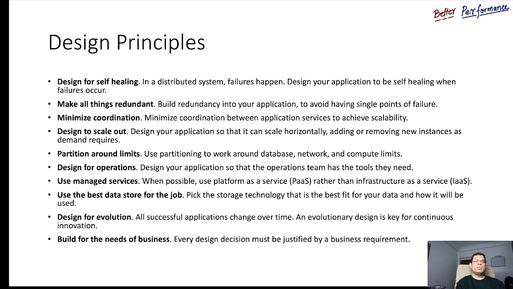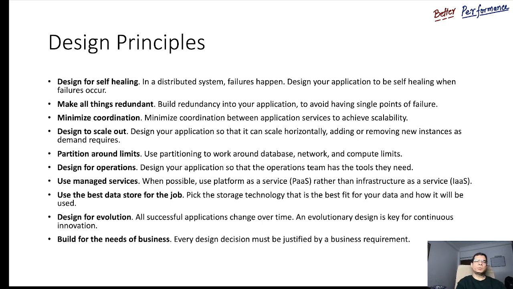It should minimize the coordination between different applications for scalability. It should be a scale-out design, where you can scale vertically and horizontally. Kubernetes is one example where you can scale out the different pods horizontally, whereas you can scale up VMs and add cores vertically at any point of time.